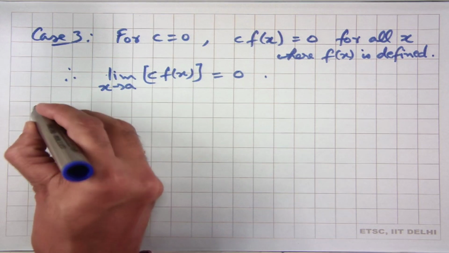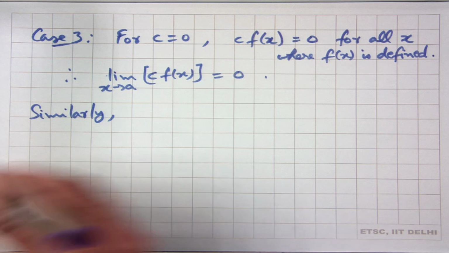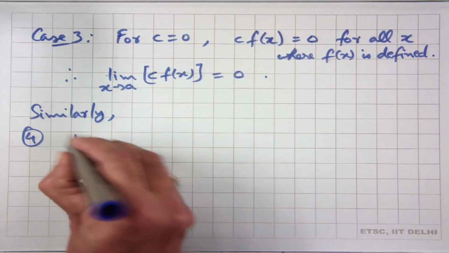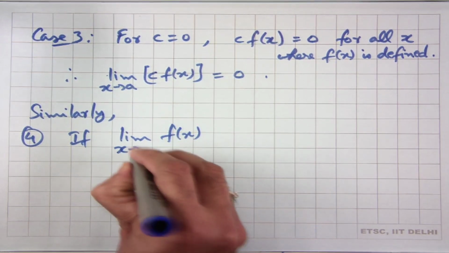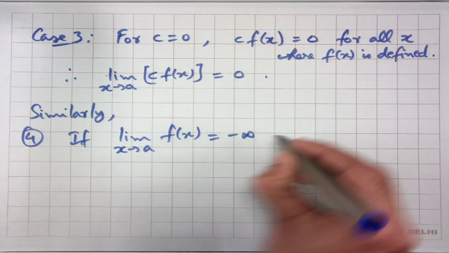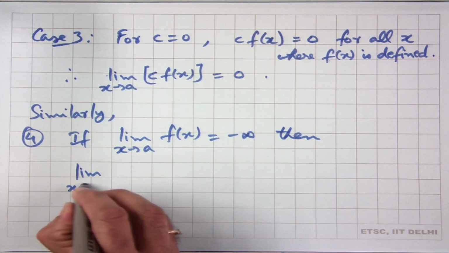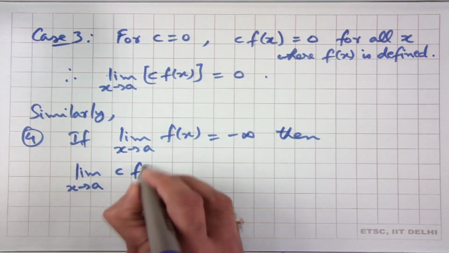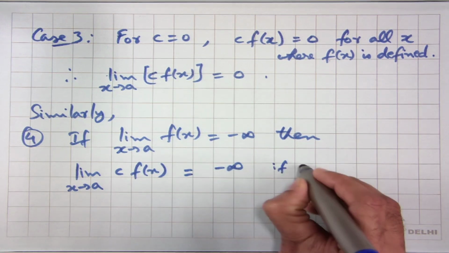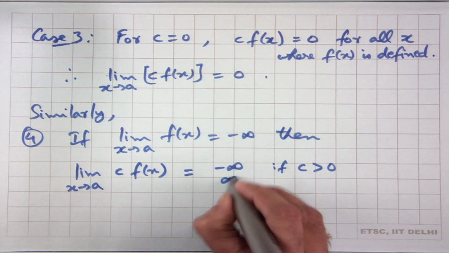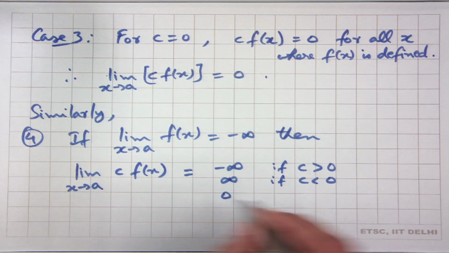Similarly, if limit f x is negative infinity, then the limit of c times f of x will be equal to negative infinity if c is positive, positive infinity if c is negative, and 0 if c is 0.